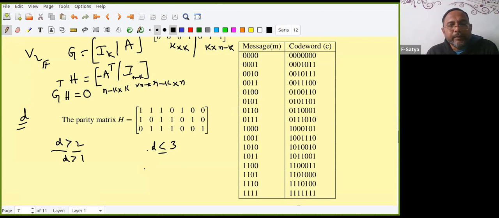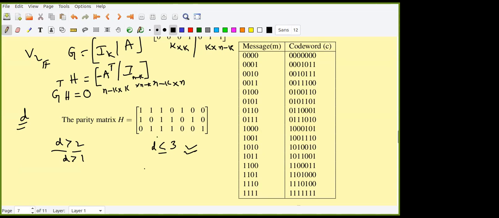So that is one observation. Here distance equal to 3 can be proved by the parity check matrix itself. But can you give me one more observation here? What are the binary vectors available here? Can you see that and tell me? I asked this question earlier also. I did not understand the question.